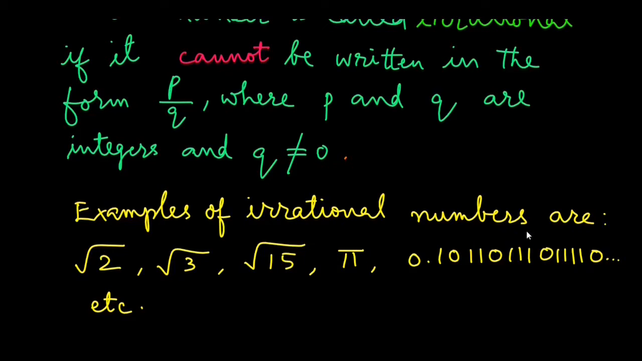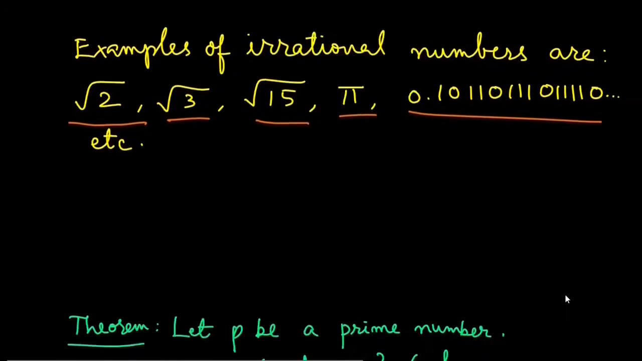The examples of irrational numbers are root 2, root 3, root 15, pi, 0.10110111, like this. These are all irrational numbers.